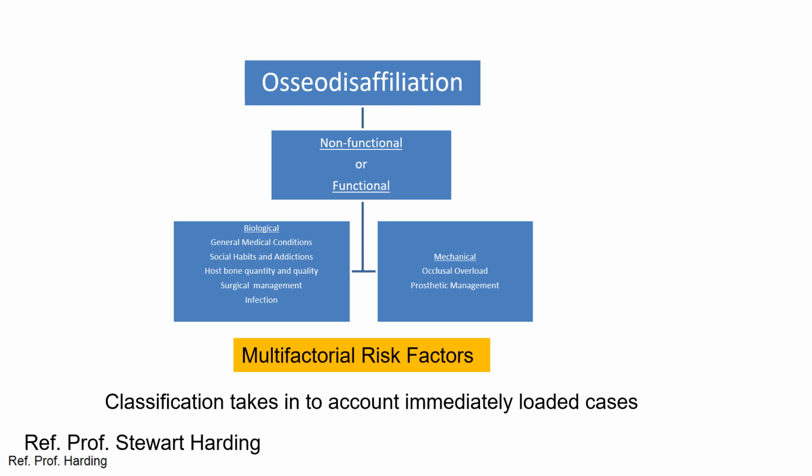So I think it's important to take on board that there is no single reason for why an implant may be lost as a result of osteodisaffiliation, and it may also be possible, or is often possible, that this loss of the implant is due to a number of factors combining and working together, and not just one factor. Now, in the following lecture, we're going to look briefly at each of these factors, but during the coming program, you will be looking in more detail at each one.